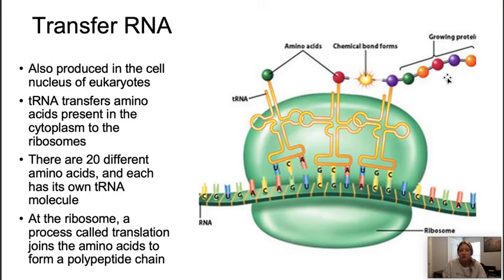We then have transfer RNA. This is also produced in the cell nucleus of eukaryotes. tRNA transfers amino acids present in the cytoplasm to the ribosome. There's also 20 different amino acids, and each has its own tRNA molecule. At the ribosome, a process called translation occurs to join the amino acids to form a polypeptide chain. So this tRNA molecule is going to have that anticodon right here, and each is carrying an amino acid. And these codons will form together on the ribosome.